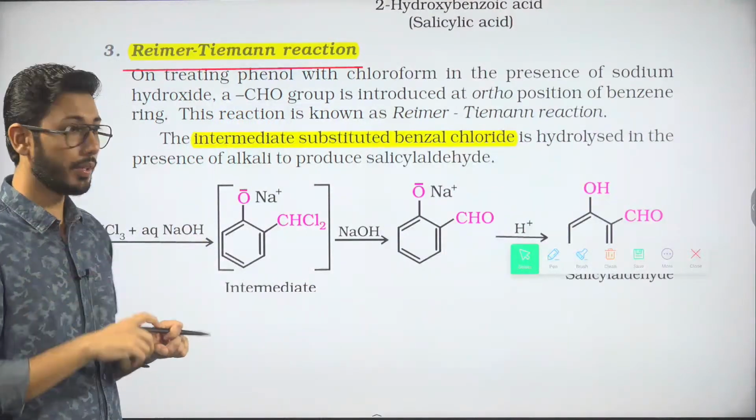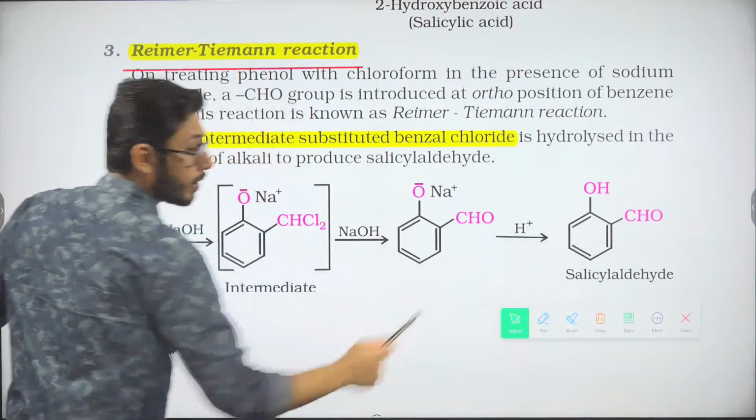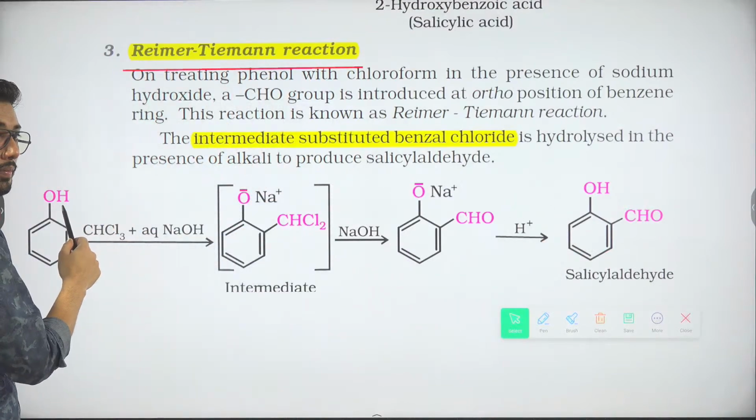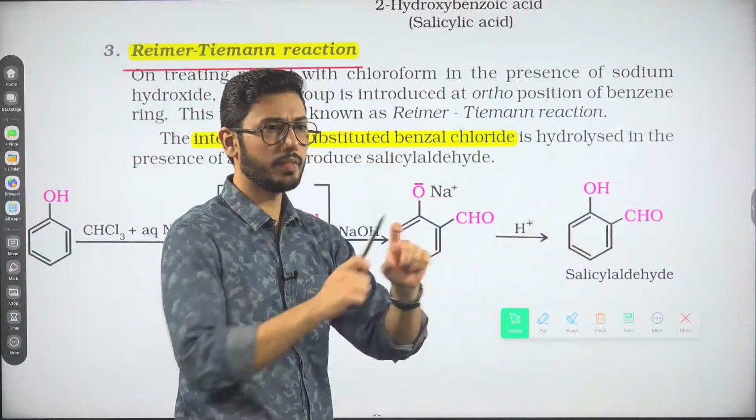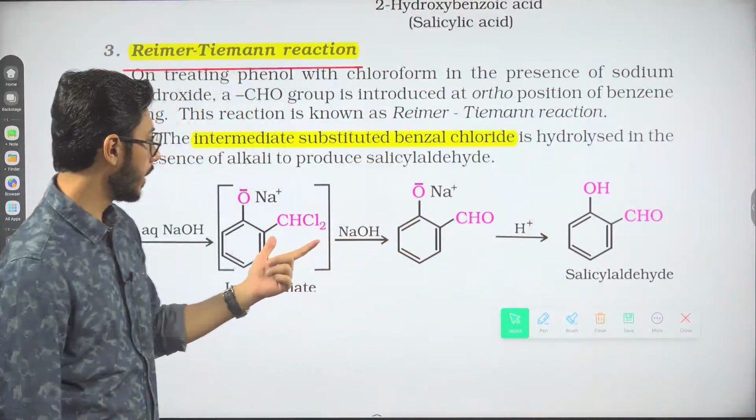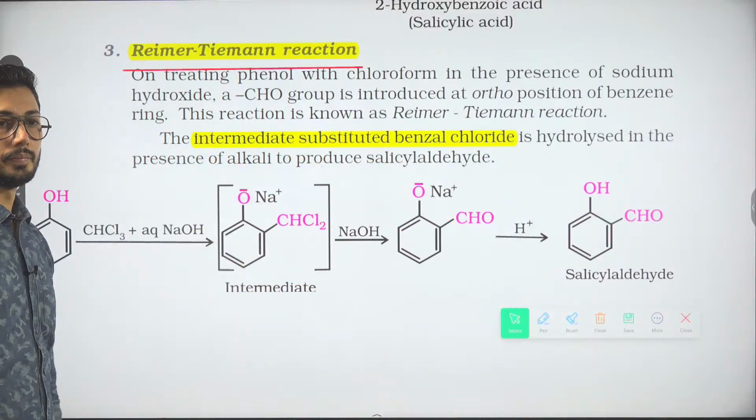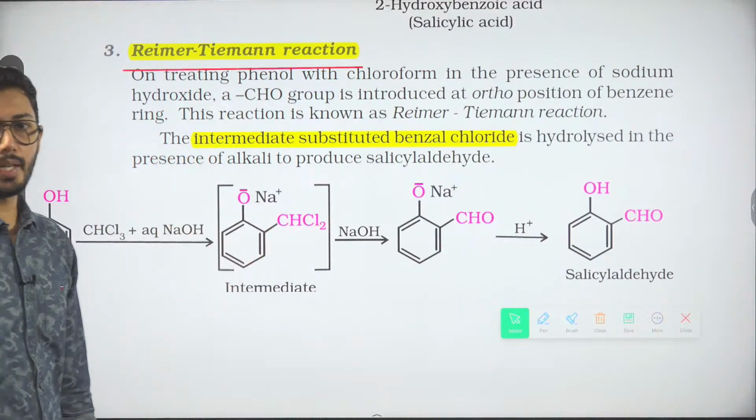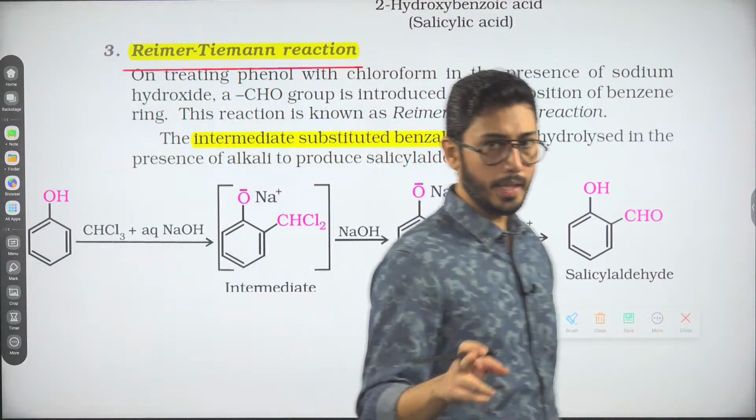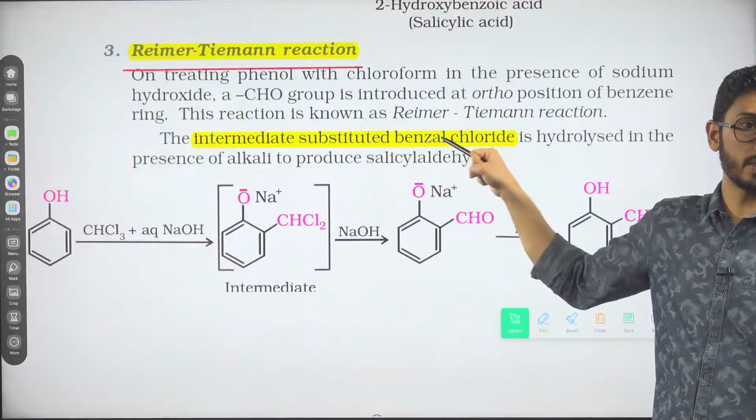So in NCERT, what is given? During this whole conversion, in phenol, which group is introduced? Aldehyde, CHO. At which position? Ortho. That is the final thing. In between, what is the intermediate formed? The name is substituted benzyl chloride. So phenol to salicylaldehyde, which name reaction? Reimer-Tiemann reaction. In between, the intermediate is substituted benzyl chloride.